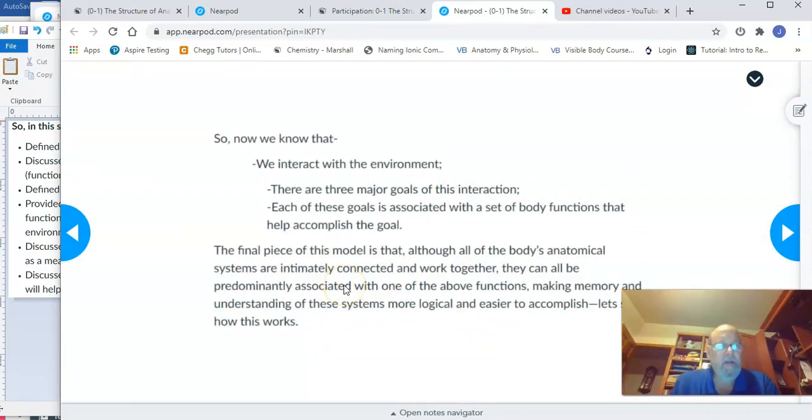This is the slide we had at the end of the last lesson. So again, we now know we interact with the environment. That's our core concept. There are 3 major goals of this interaction, and each of these goals is associated with a set of body functions that help accomplish this goal. The final piece of this model is that although all of the body's anatomic systems are intimately connected and work together, they can all be predominantly associated with one of the above functions. This makes memory and understanding of these systems more logical and easier to accomplish. So let's see how this works.